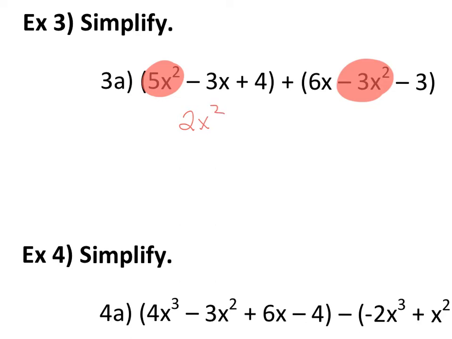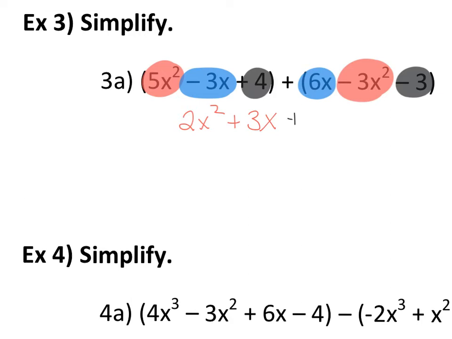And then I'm going to look for the next thing that looks the same. So I've got a negative 3x and a positive 6x. Again, we want variable and exponent to be the same. So negative 3 plus 6 is plus 3x. And then we're going to put together our last one here. So we're going to put together the 4 and the negative 3. So 4 minus 3 is positive 1. So this would be our final answer here, 2x squared plus 3x plus 1.